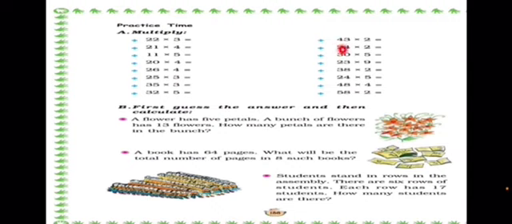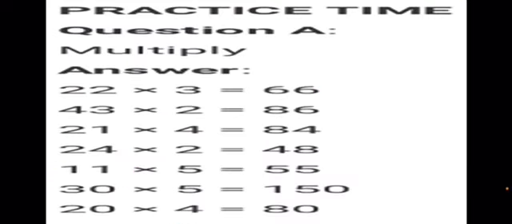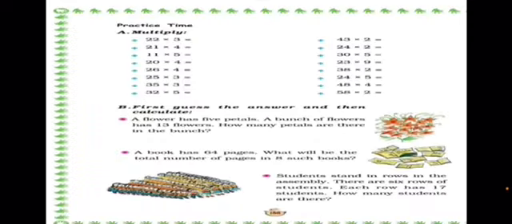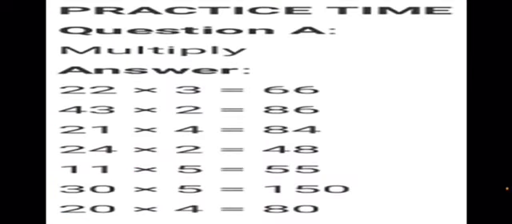So the second one is 43 multiplied by 2. So here again 43, how can we divide 43? 40 plus 3 is equal to 43. So now 40 multiplied by 2 is 80 and 3 2s are 6. So 80 plus 6 is 86. Yes, 86 is the answer. Now 21 multiplied by 4. So here again 20 plus 1 is 21. So 20 multiplied by 4 is 80 and 1 4s are 4. So 80 plus 4 is 84. Now let's check our answer. Yes, 84 is the answer.